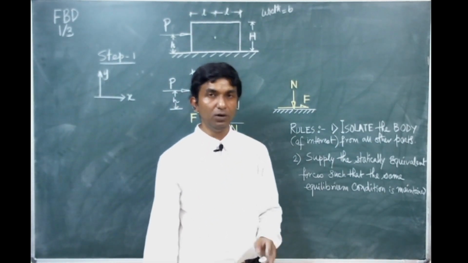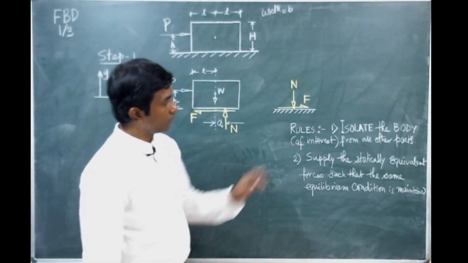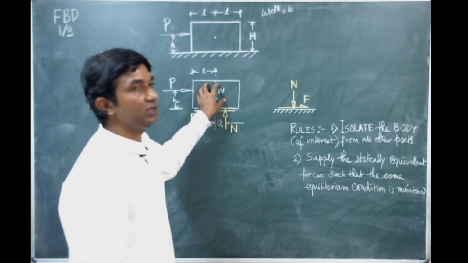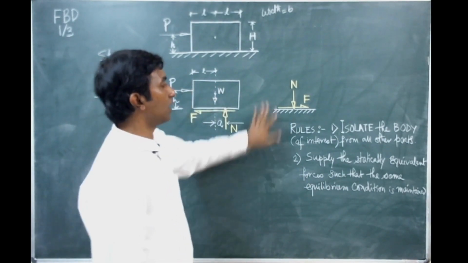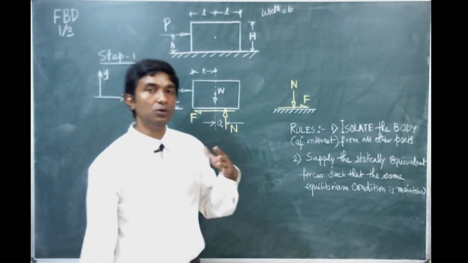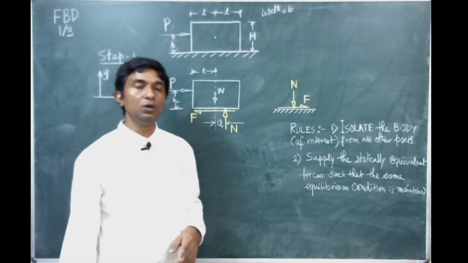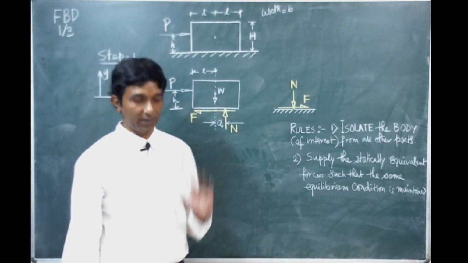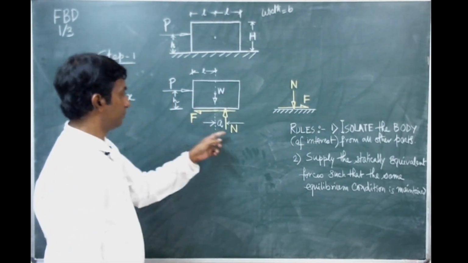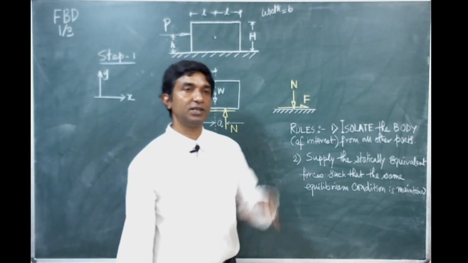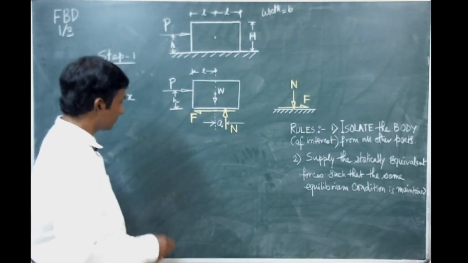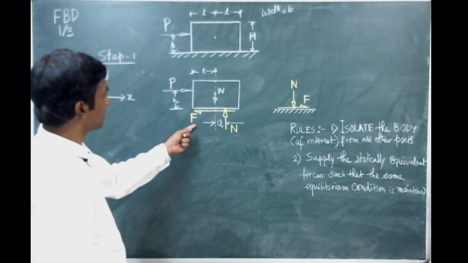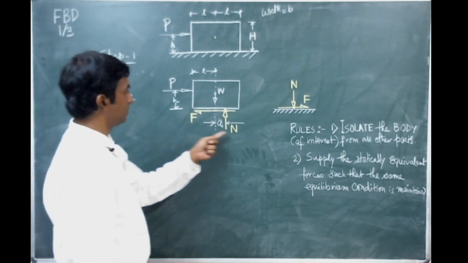Regarding that, please follow certain rules. Rule number 1, you first isolate the body of interest from the other parts. That means you keep the body for which you are drawing the free body diagram and delete all other parts. Then the second rule, you supply the statically equivalent forces such that the same equilibrium condition is maintained. These statically equivalent forces account for the effect of the deleted parts. We have 2 forces, one is the normal, another is the friction force F, but at this moment these values are not known.